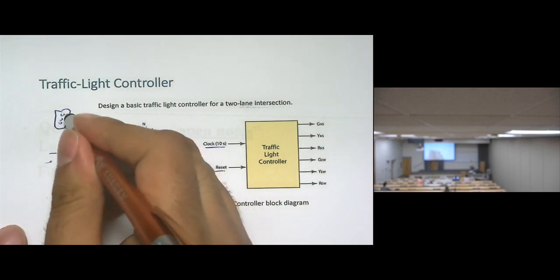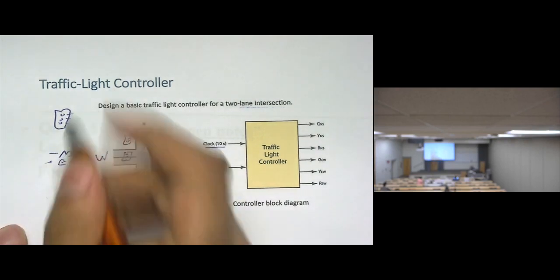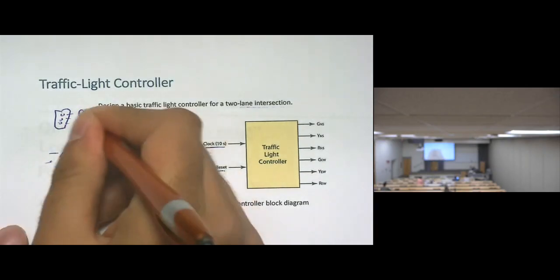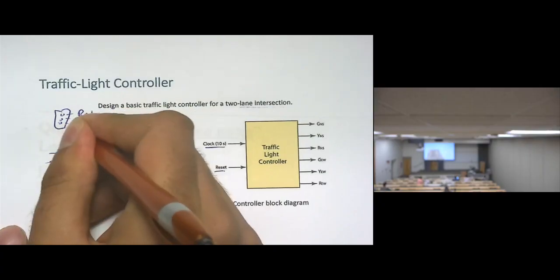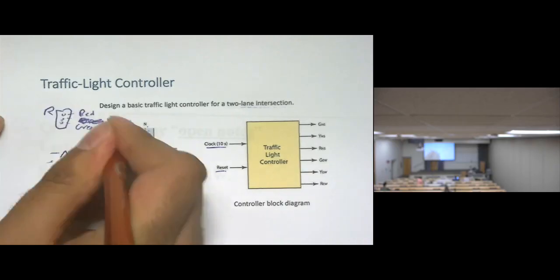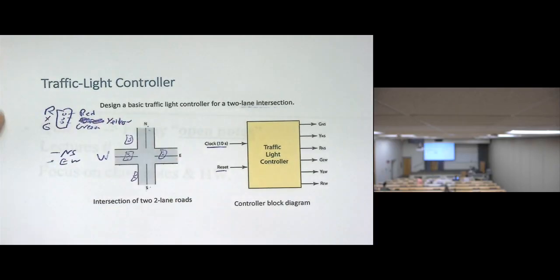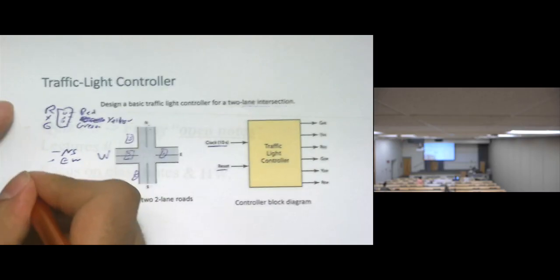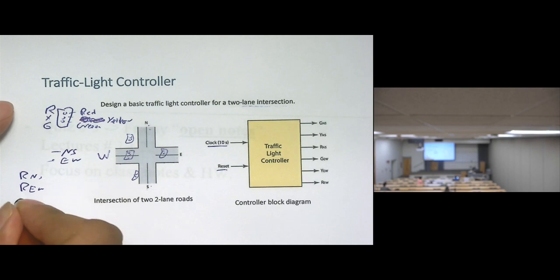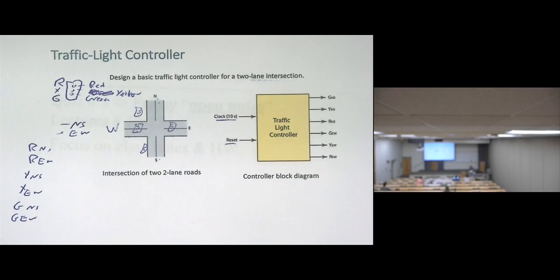Then each traffic light has 3 lights, which are red, yellow, and green. For red, we will denote it by R, yellow Y, green G. Since we have 2 systems, there is red for north-south, red for east-west, yellow for north-south, yellow for east-west, and so on. Green for north-south, green for east-west.